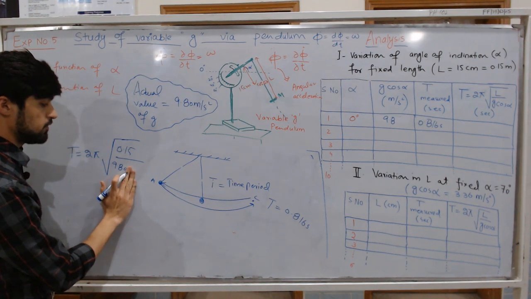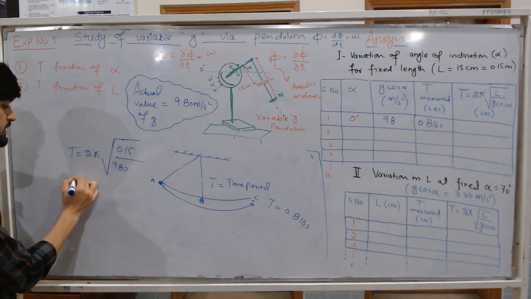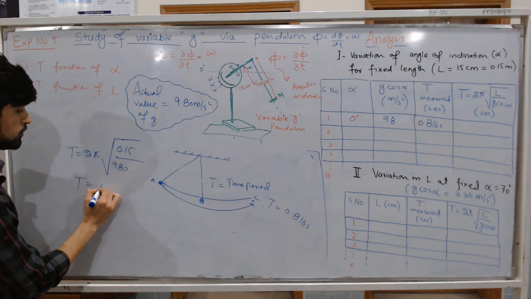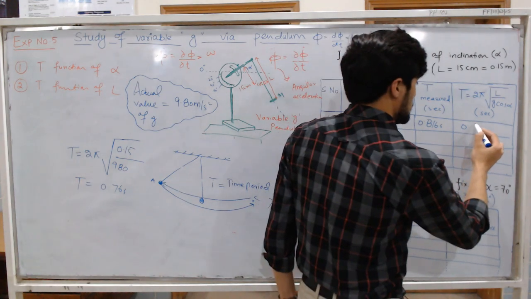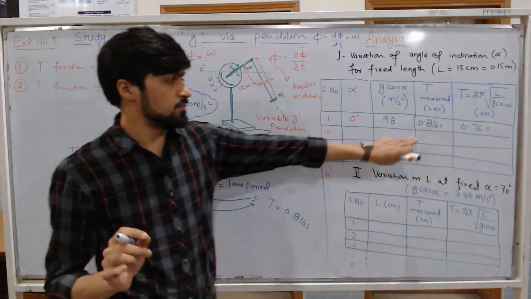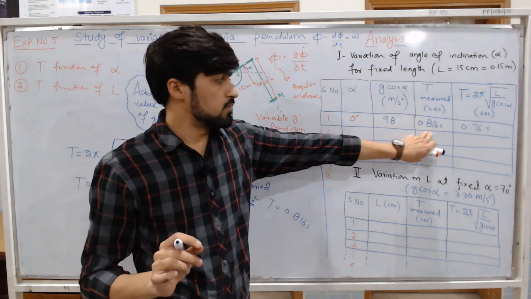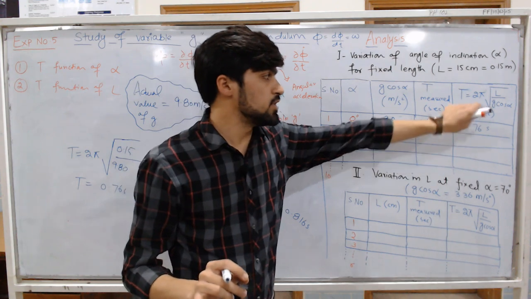So this will give the value of T. Let's say this will give 0.76 seconds. So there will be a very slight difference between the value measured using the stopwatch and the value found using this relation.